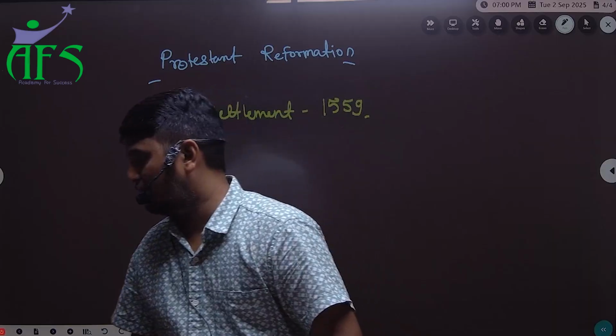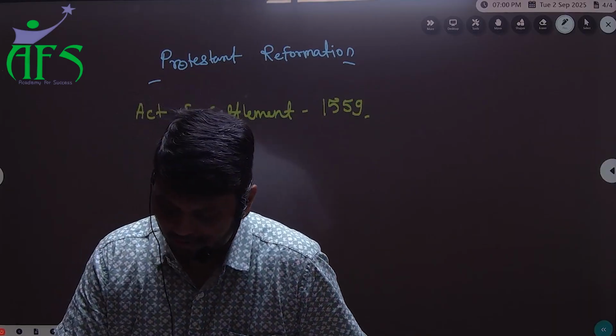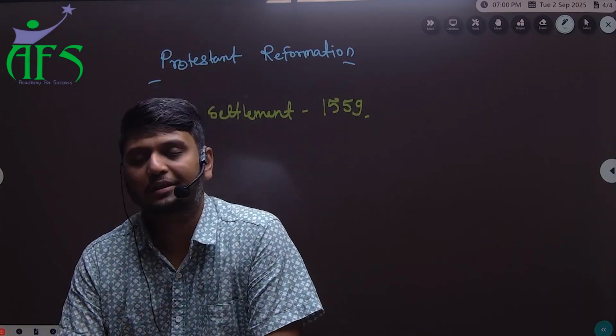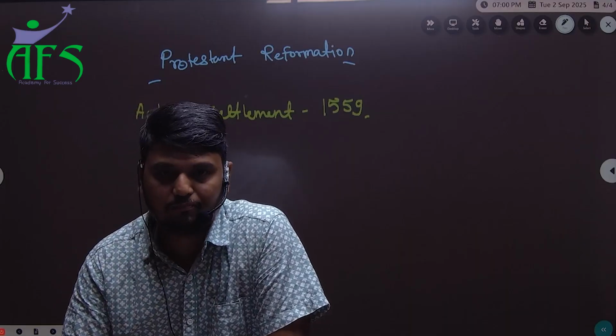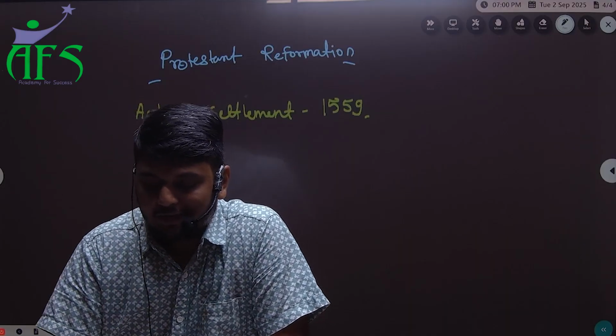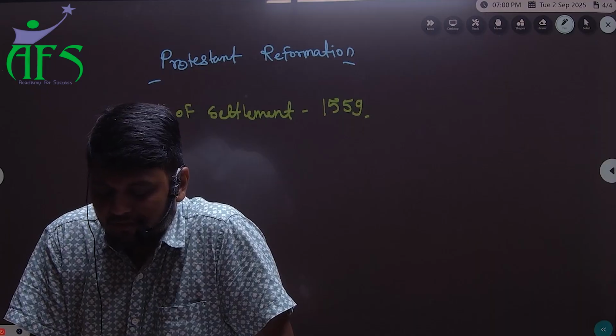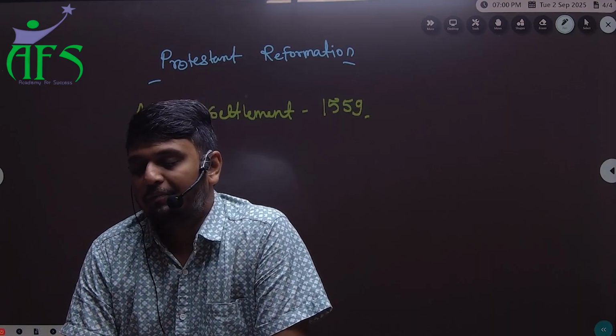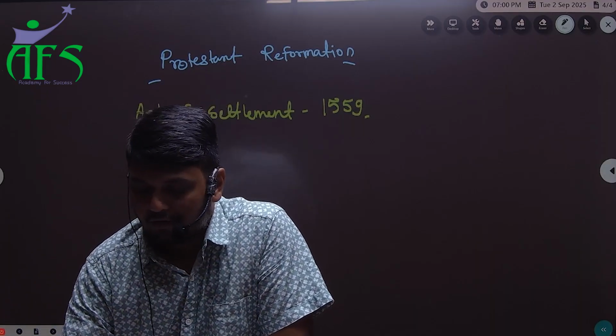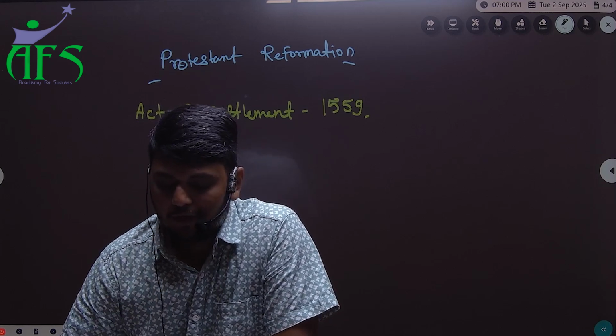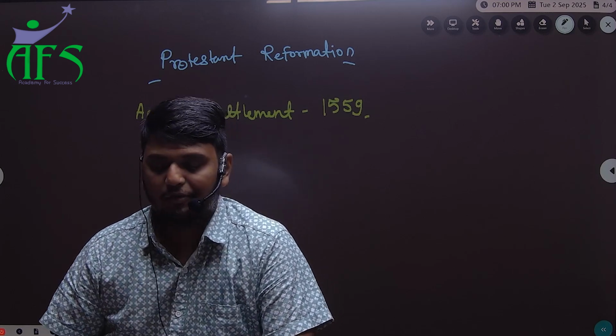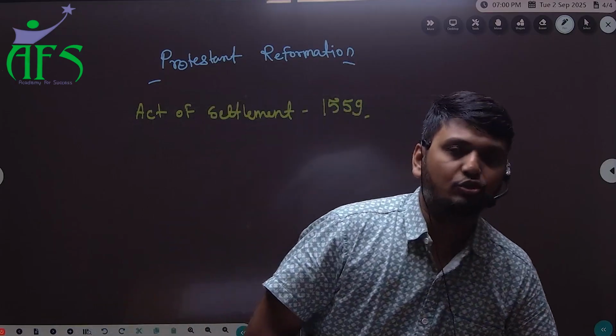Okay. The next person we have is Erasmus, Desiderius Erasmus, who was Dutch. He rejected Catholic monasticism, condemned the corruption, and returned to the values and habits of the early church.